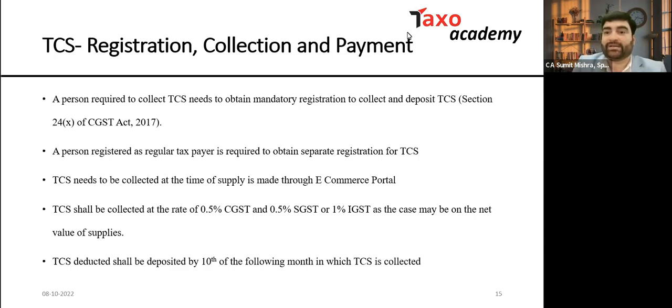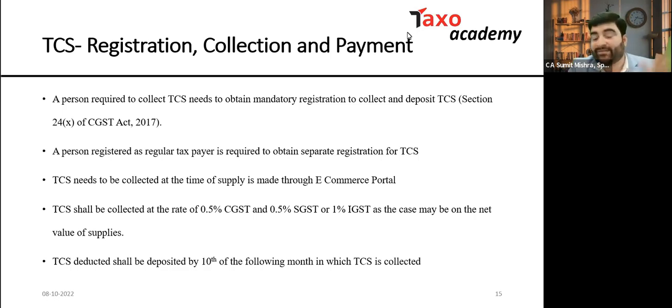But that point is to be noted: if that platform is being used for exempted supplies only, then in that case, is there a need for creating the trail? No. So if a particular e-commerce operator is supposed to collect TCS under the provision of section 52, in that case, he has to take mandatory registration. So that's the requirement of registration for an e-commerce operator.